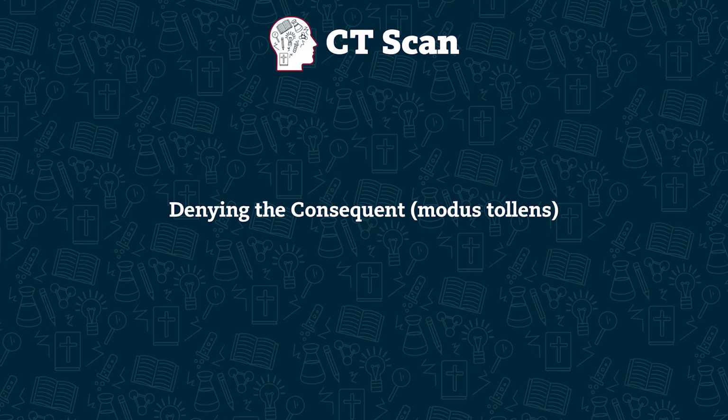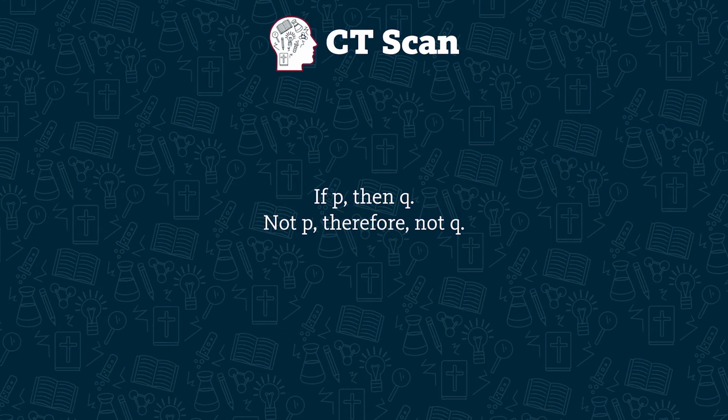With this disclaimer in mind, let's move on to another common structure for valid conditional arguments, which is the opposite of affirming the antecedent. It's called denying the consequent, or modus tollens. And you make this type of argument whenever you prove an antecedent is false by showing its consequent is false, using the structure if P, then Q, not Q, therefore not P.